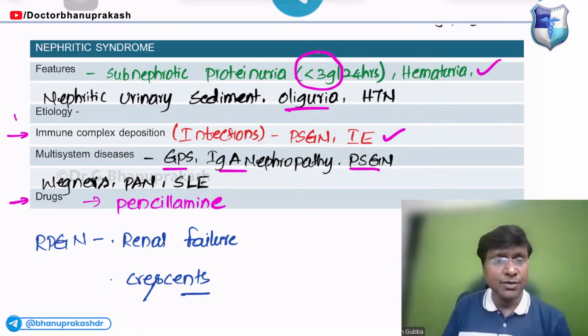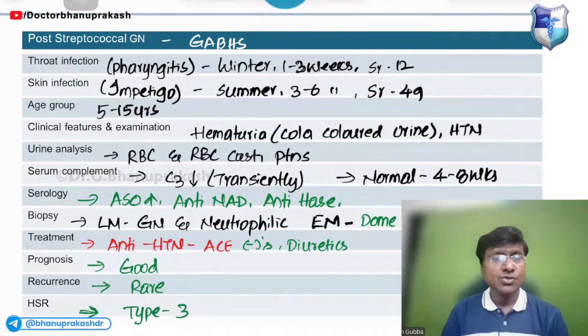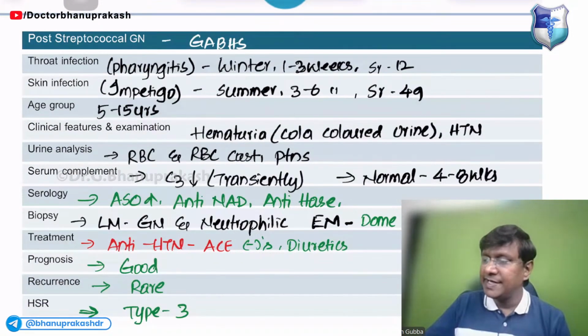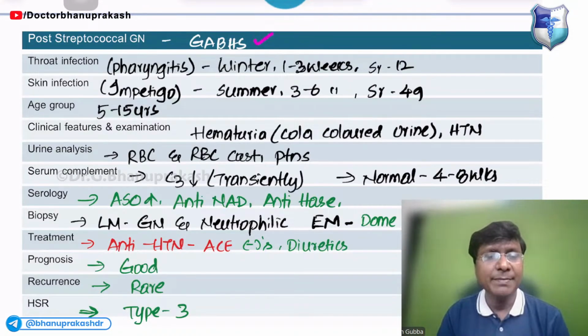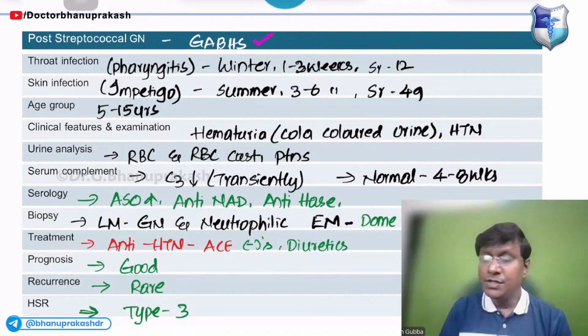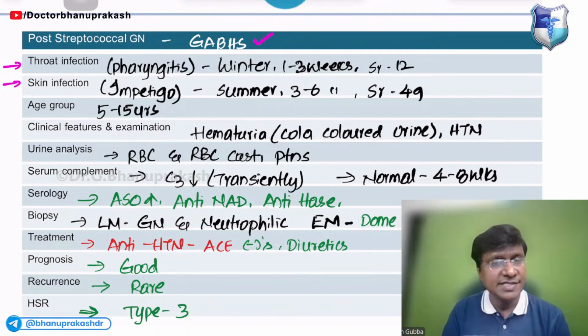So these are the etiologies that cause nephritic syndrome, out of which let me discuss post-streptococcal glomerulonephritis. It is secondary to infection by group A beta hemolytic streptococcus. This group A beta hemolytic streptococcal infection can cause either a throat or a skin infection.